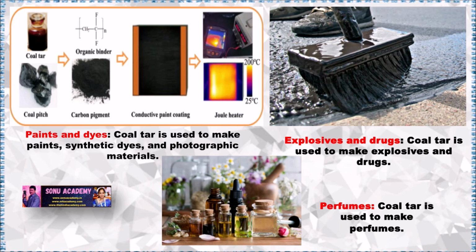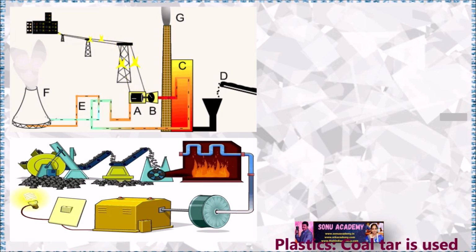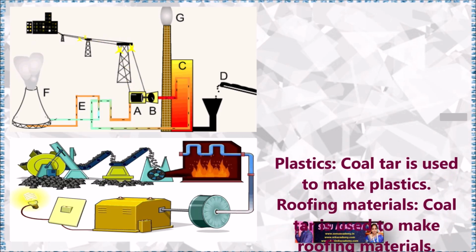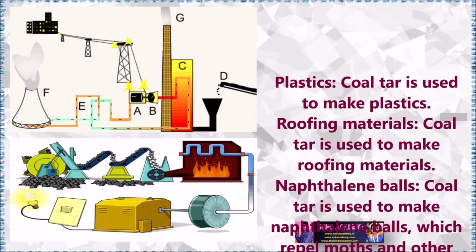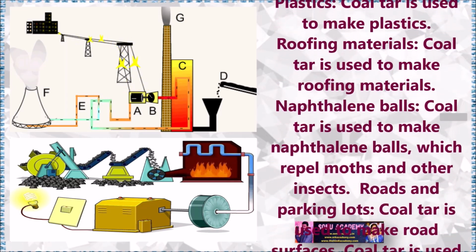Paints and dyes. Coal tar is used to make paints, synthetic dyes, and photographic material. Coal tar is used to make explosives and drugs. Perfumes. Coal tar is used to make perfumes. Coal tar is used to make plastics also. Coal tar is used to make roofing materials and naphthalene balls. Even coal tar is used to make naphthalene balls which repel moths and other insects.